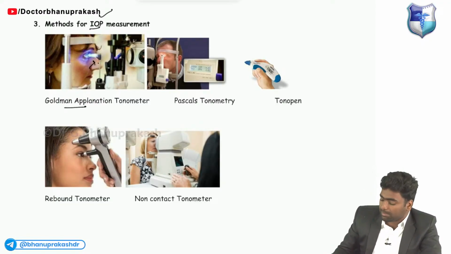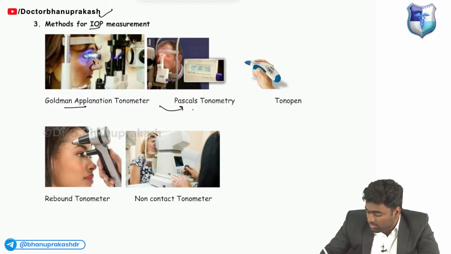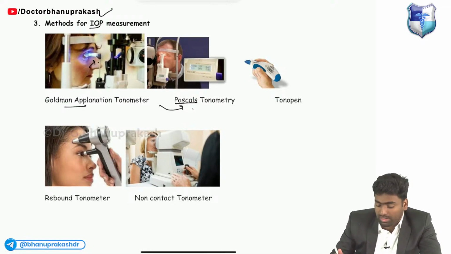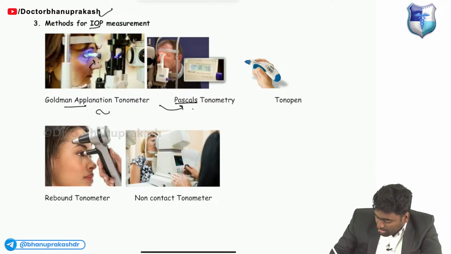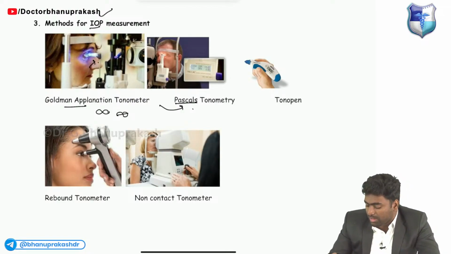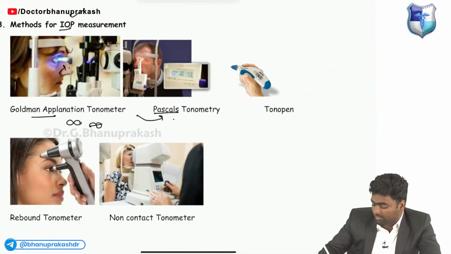And now it is being replaced by one more tonometry, but it is not widely used. It is known as Pascal, which is more accurate than Goldmann, because in Goldmann we need to make assumptions, as there will be formation of this kind of meniscus. Whereas in the case of Pascal, it will give you the proper reading and value. So it is better than Goldmann.